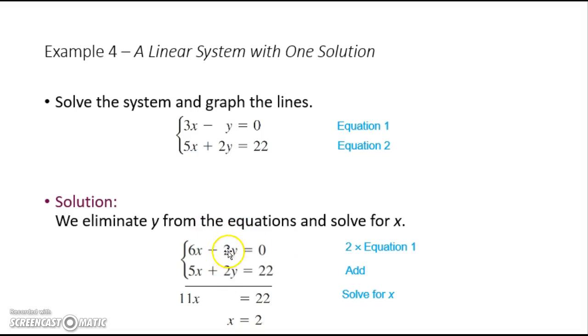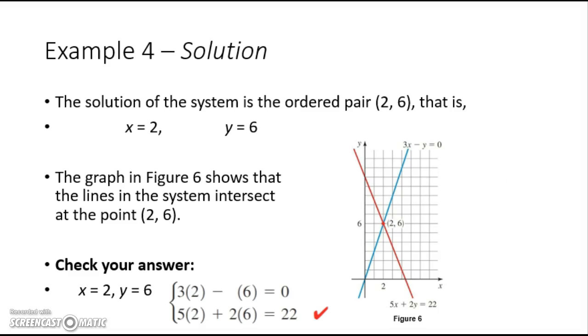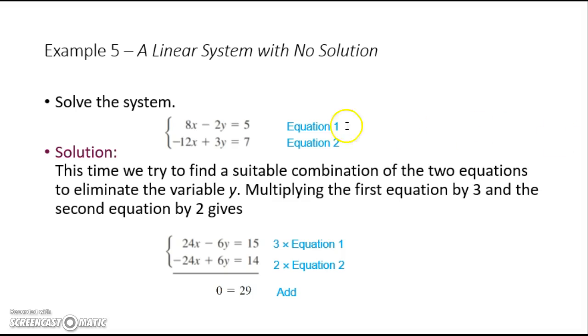Now we can eliminate the y variable and just solve for x, and we find that x equals 2. Then we back substitute into one of the equations and we find that y equals 6. So we have the point 2, 6 as the intersection of those two lines, or as the solution to this system.